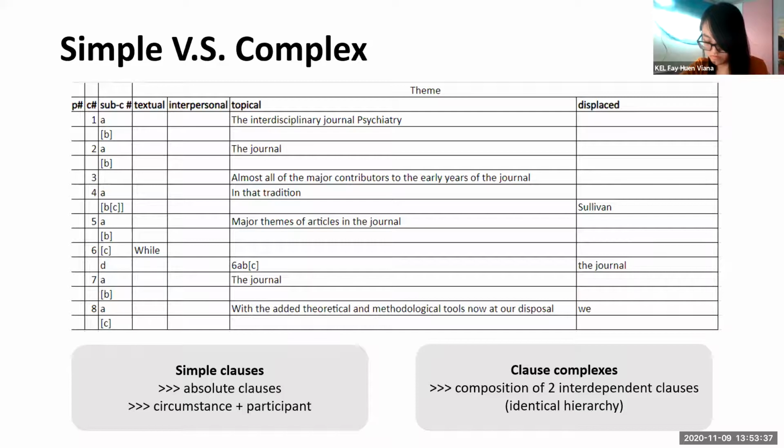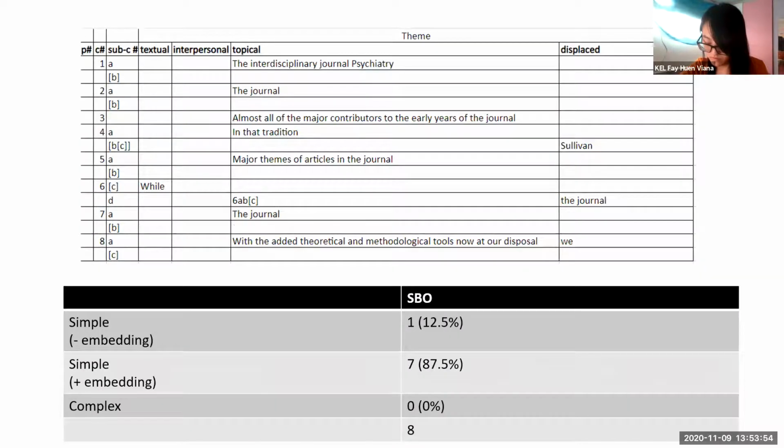For the clauses under the simple structure, they are usually the absolute clauses which consist of the circumstance and participant. In contrast, the complex clauses refer to the composition of 2 interdependent clauses that are in an identical hierarchy, regarded on systemic functional linguistics. According to the theme table of the abstract, all the clauses in the abstract are in a simple structure. There is 1 simple clause without the embedding, and 7 of them are simple clauses with embedding, which occupy 12.5% and 87.5% respectively.